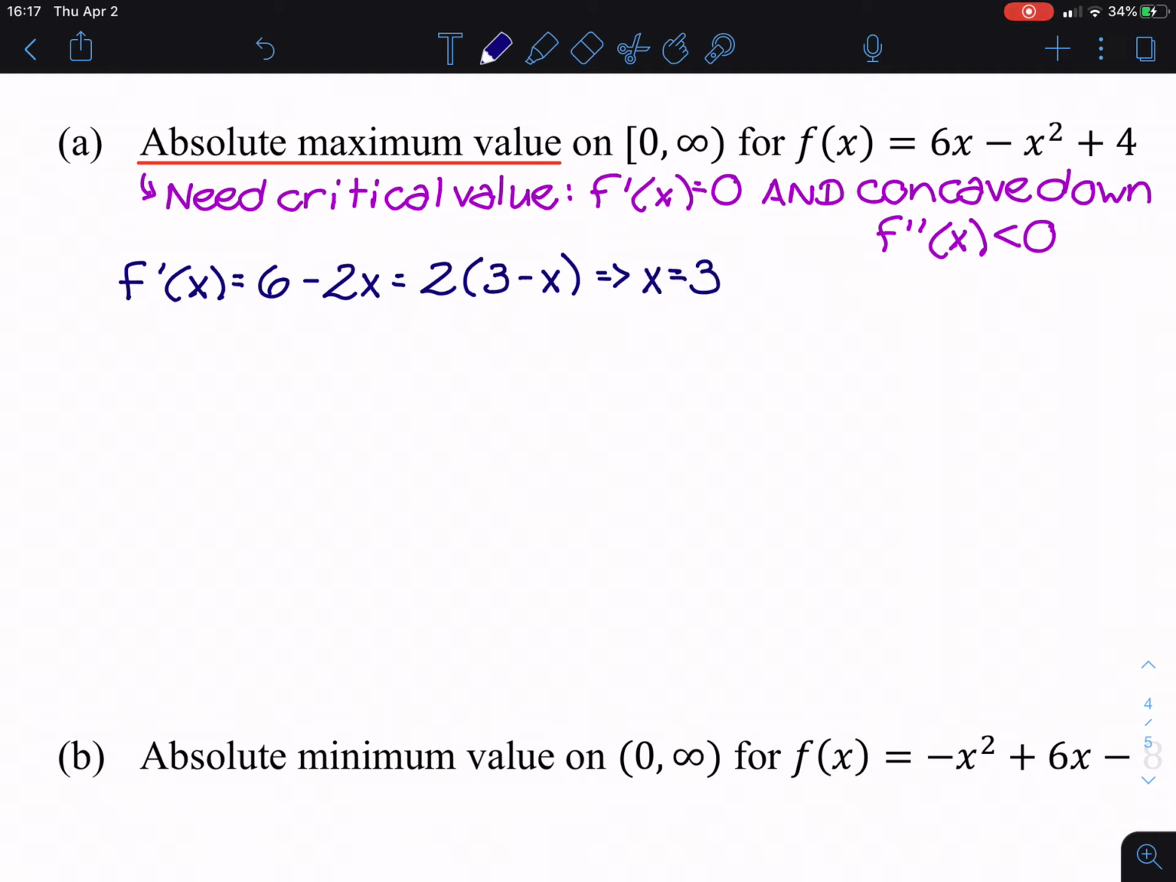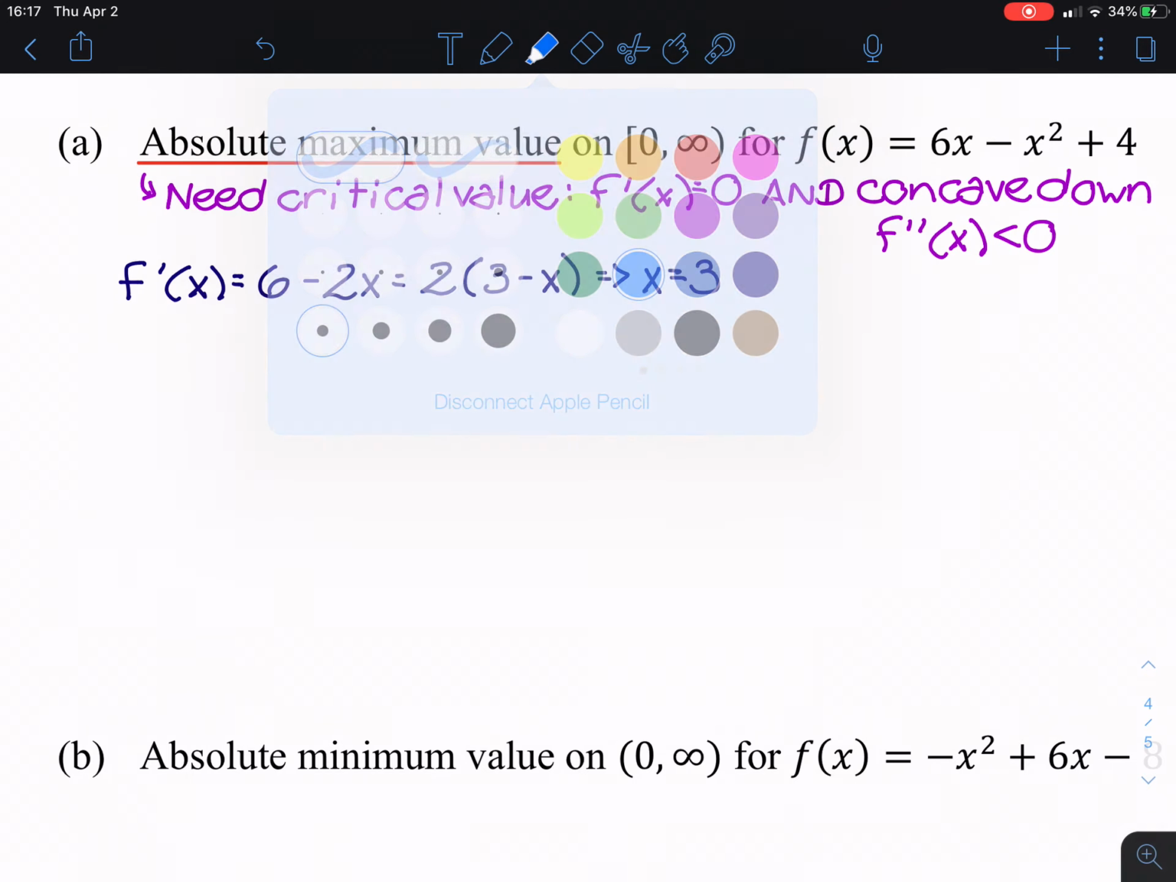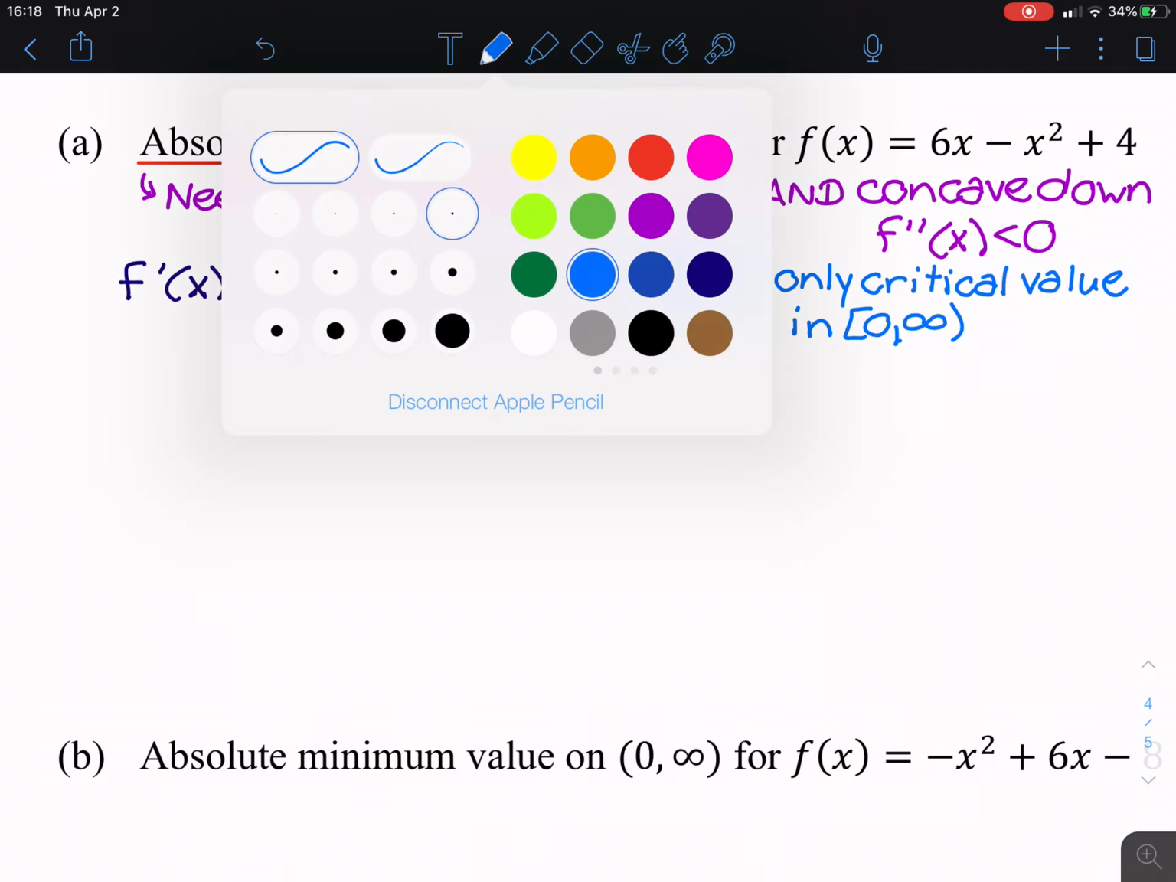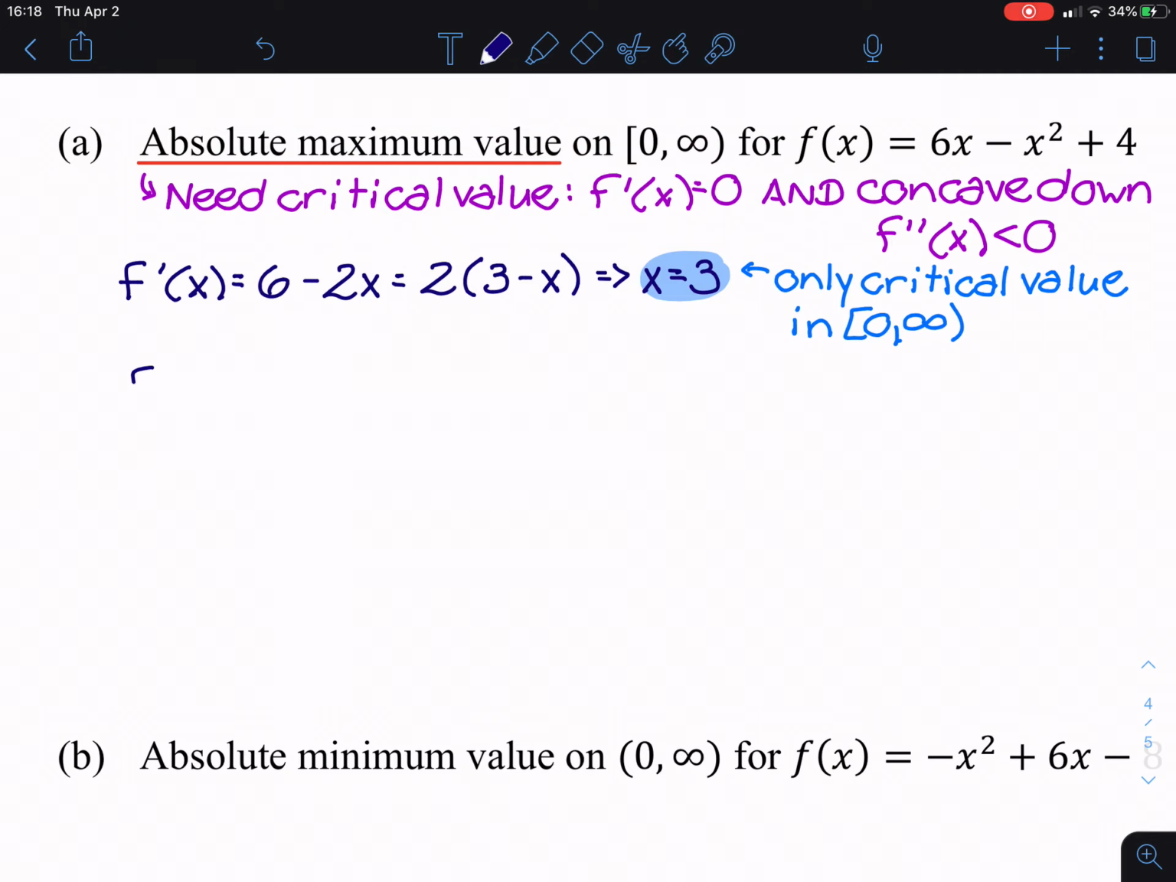Now then, the thing to notice is that this value, x equals 3, is the only critical value in my interval 0 to infinity. So I can use the second derivative test.